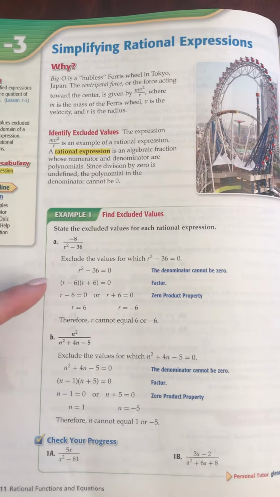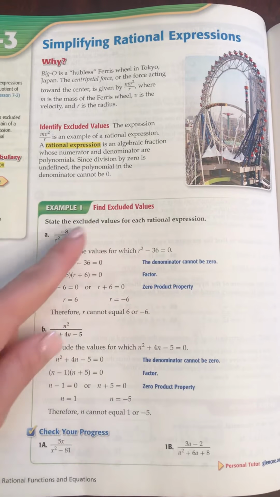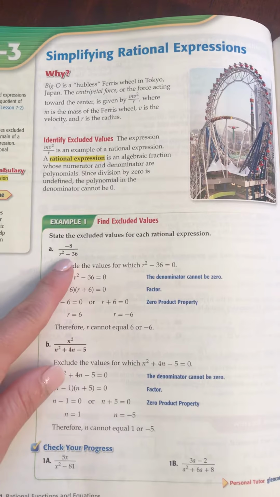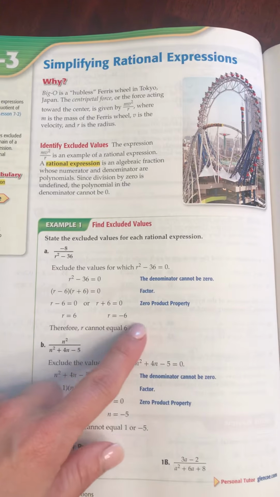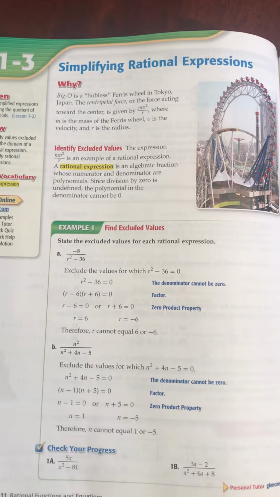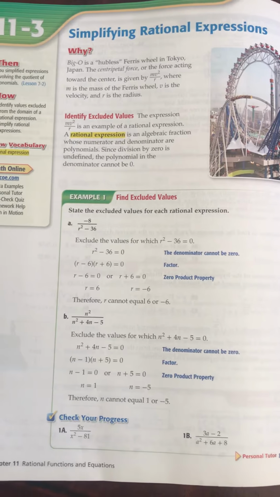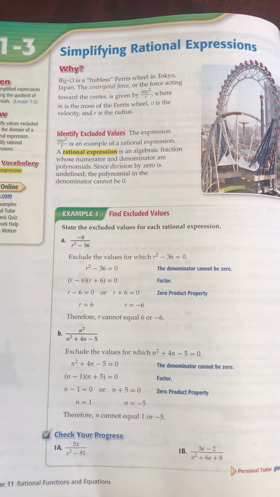Again, they have a few questions in this section that ask for the excluded values, and again, what you're going to do there is set the denominator equal to 0 and solve. Whatever you get when you do that, those are your excluded values. Okay, so that's the first part. That's basically exactly what you just learned in section 2.